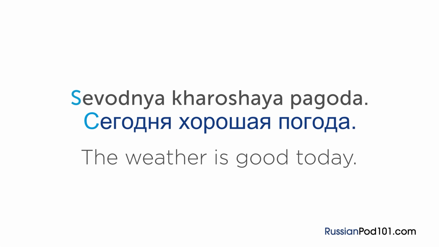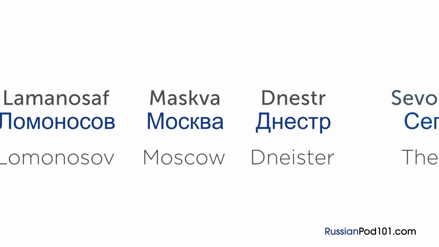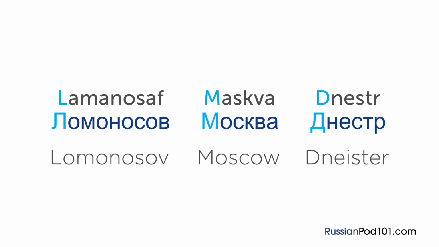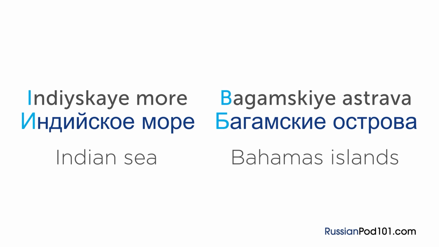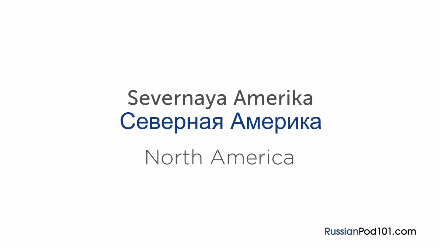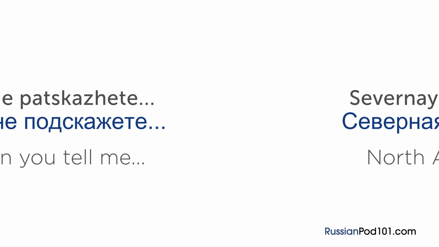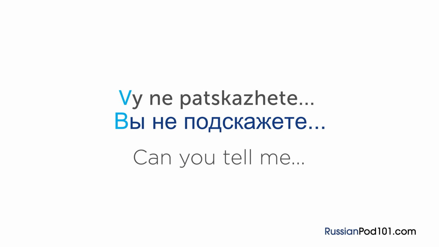Every sentence begins with a capital letter in Russian. Сегодня хорошая погода. Proper nouns also begin with a capital letter. Lomonosov, Moskva, Dnestr. Proper names are also capitalized, but only on the first letter. Индийское море, Багамские острова. If all words in a proper name are proper nouns themselves, then they'll all be capitalized. Северная Америка.